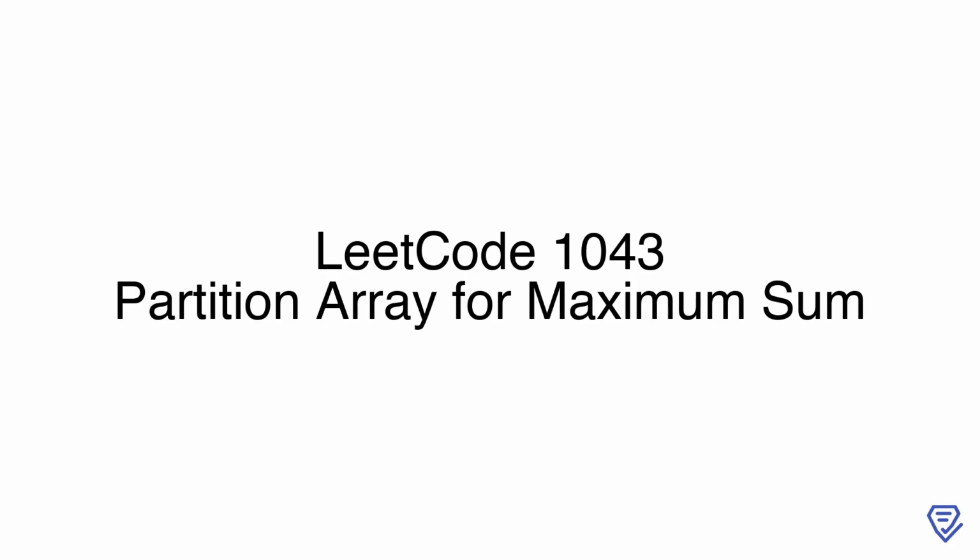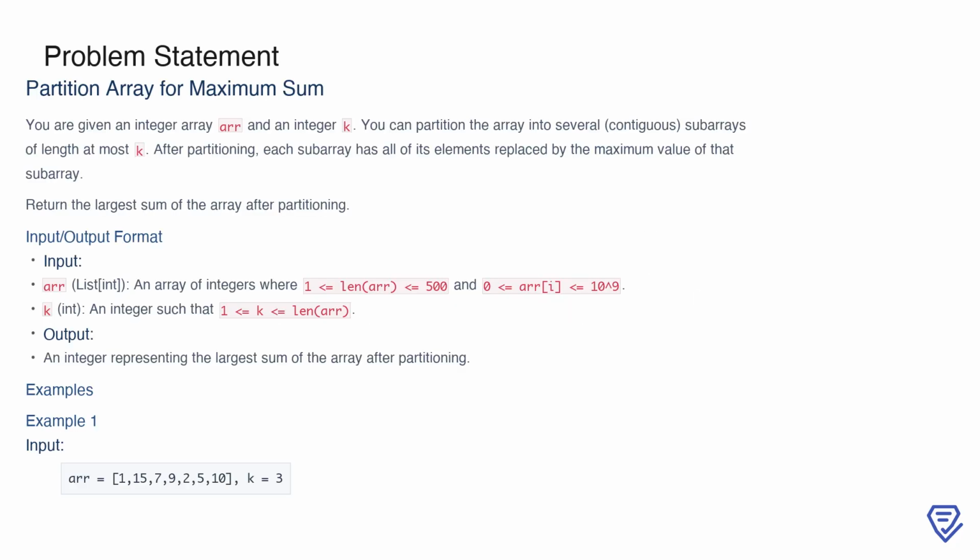Let's dive in. In this problem, we are tasked with partitioning an integer array called ARR into several contiguous subarrays. Each subarray must have a length that is at most k. Once we've partitioned the array, every element in each subarray is replaced by the maximum value of that subarray. The goal is to determine the largest possible sum of the modified array after this process.